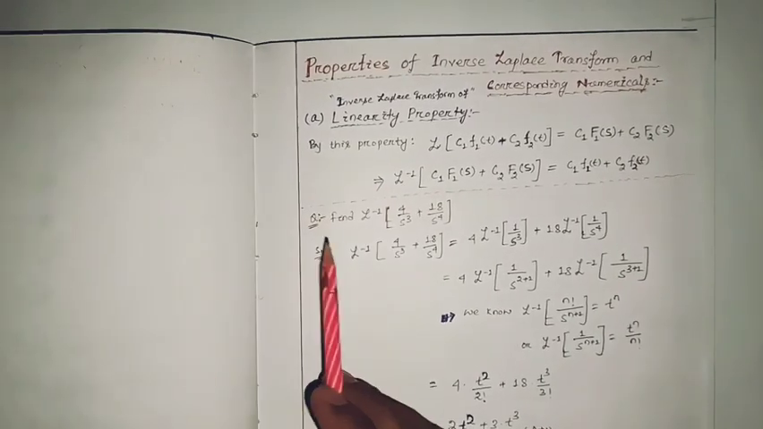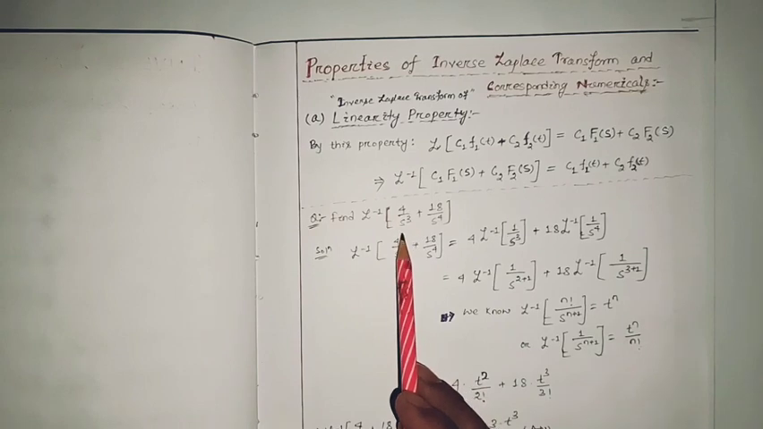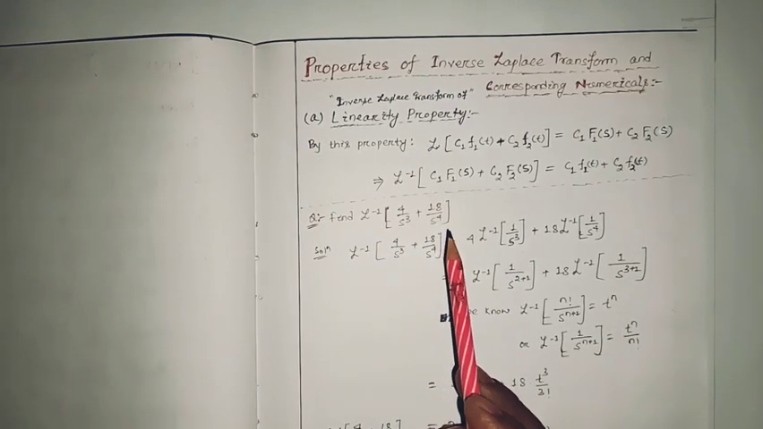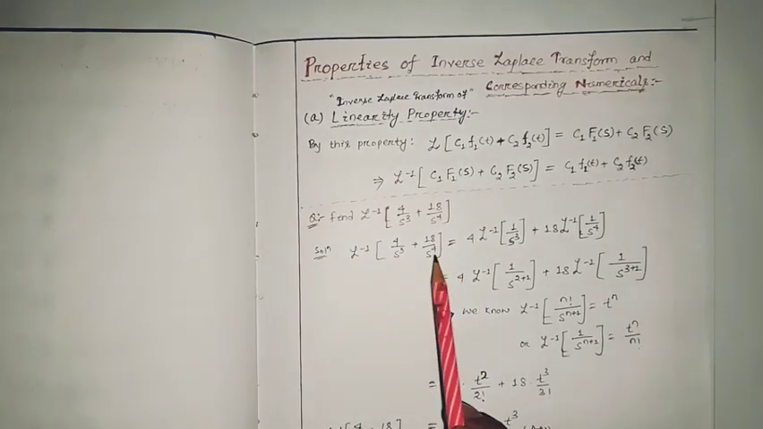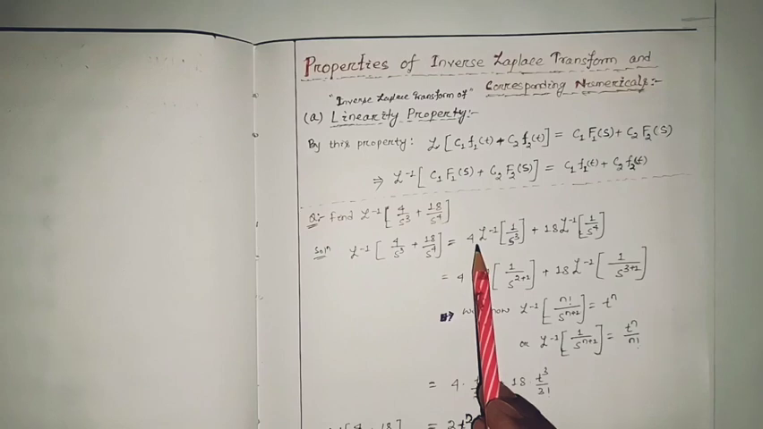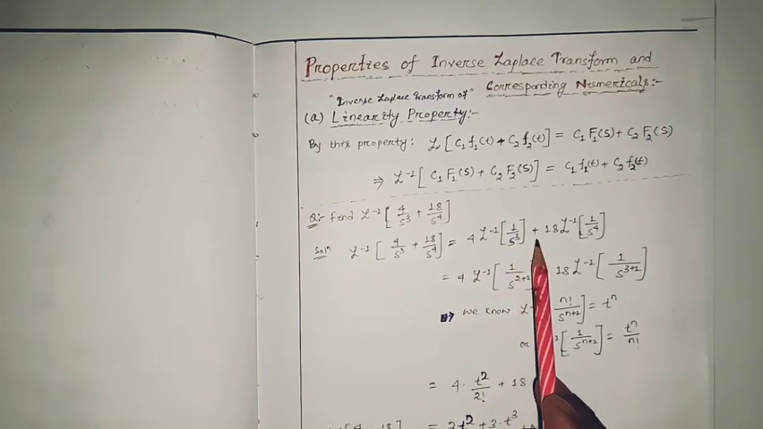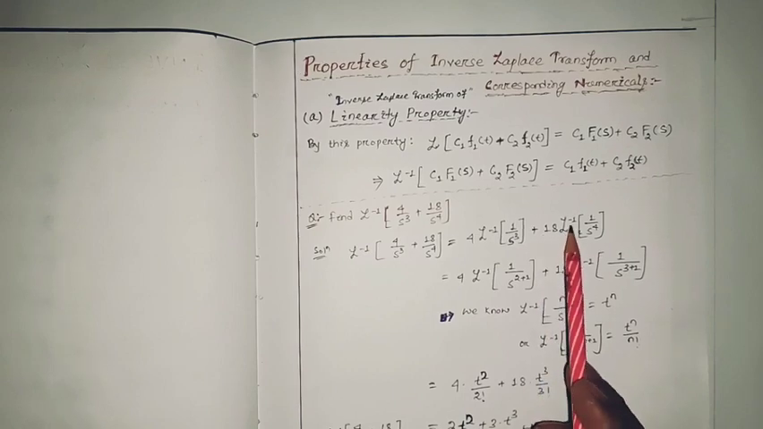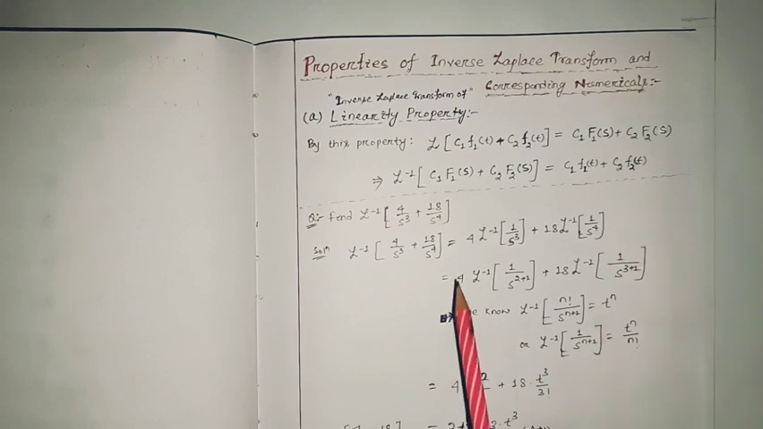This is the numerical: finding the inverse Laplace transform of 4 by s to the power 3 plus 18 by s to the power 4. So the inverse Laplace transform of this can be written as 4, a constant, taken outside, inverse Laplace transform of 1 by s to the power 3, plus 18, also taken outside as it is a constant, inverse Laplace transform of 1 by s to the power 4.